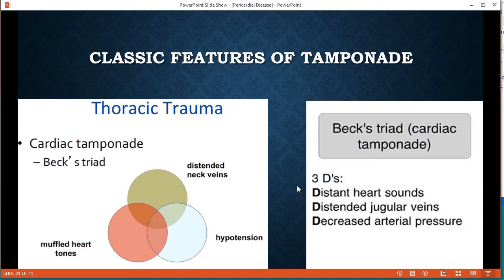Okay, and because of the fluid, that's your interface between the heart and your stethoscope, then you're going to hear muffled heart tones. So again, Beck's triad is going to be muffled heart tones or distant heart sounds, distended neck veins, and hypotension. You can think of it in terms of the 3 Ds if that helps you. There's certainly nothing wrong with that. Whatever helps you to remember this as the classic sign of tamponade.